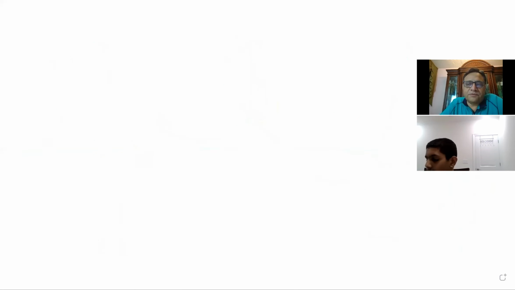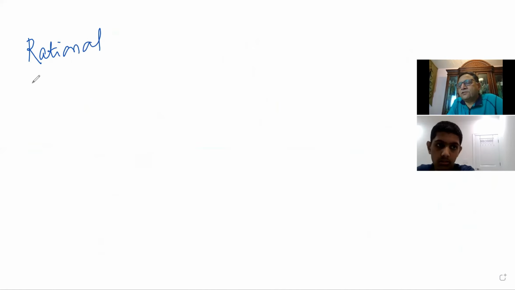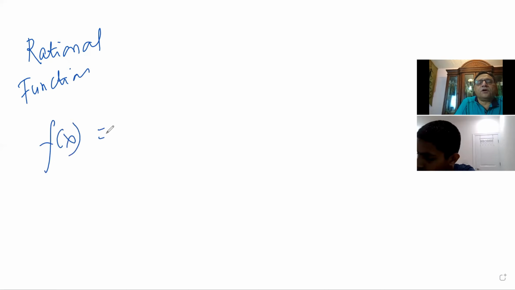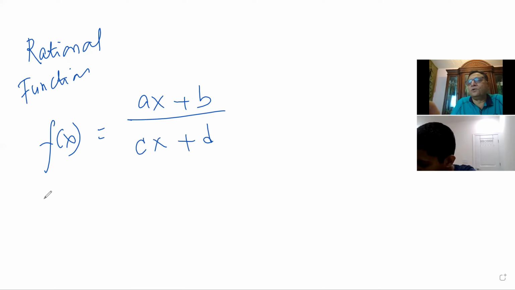Perfect. Now, we'll look into another kind of rational function. We have understood what a reciprocal is, right? The reciprocal function is also a rational function, but now I'm giving you a different kind of rational function. We are now talking about rational functions of the form f of x equals ax plus b over cx plus d. That is a ratio of two linear functions. Is that okay?